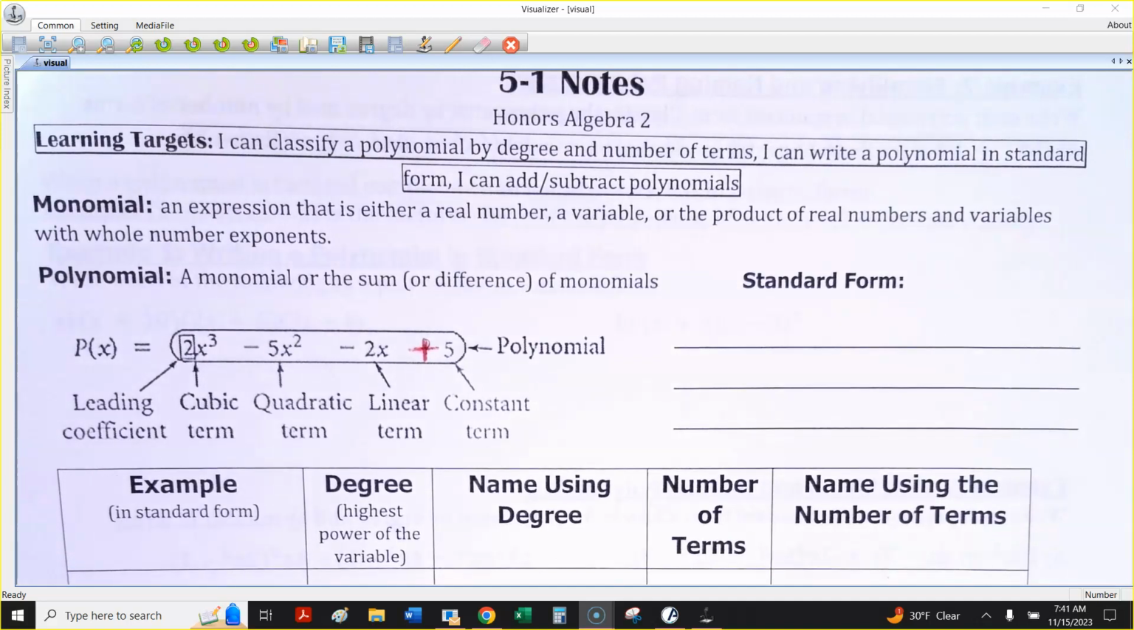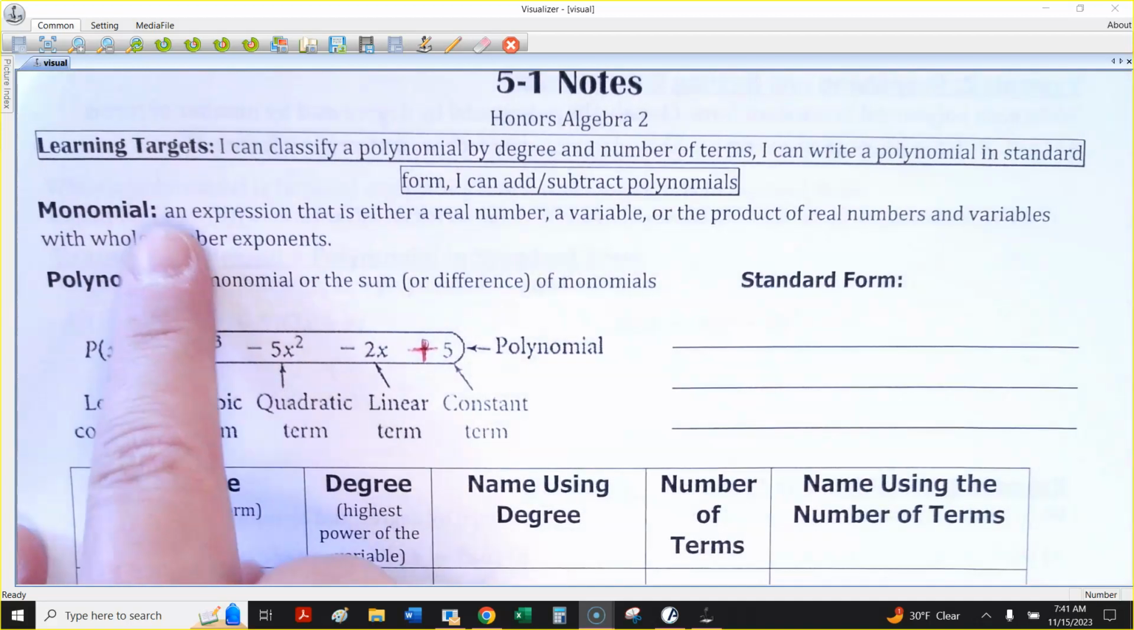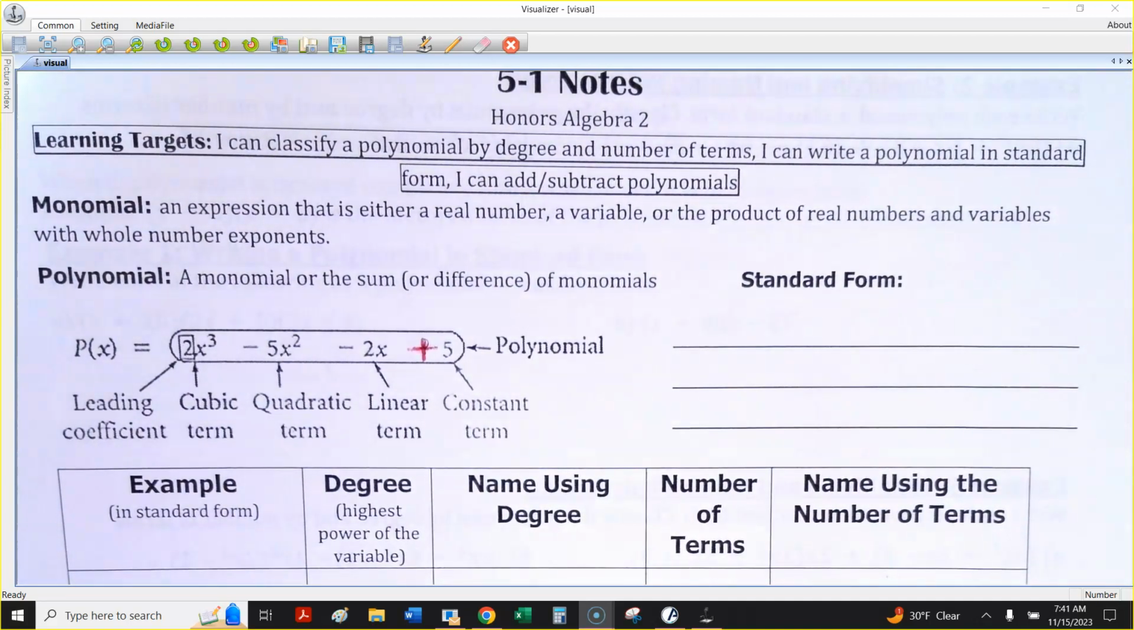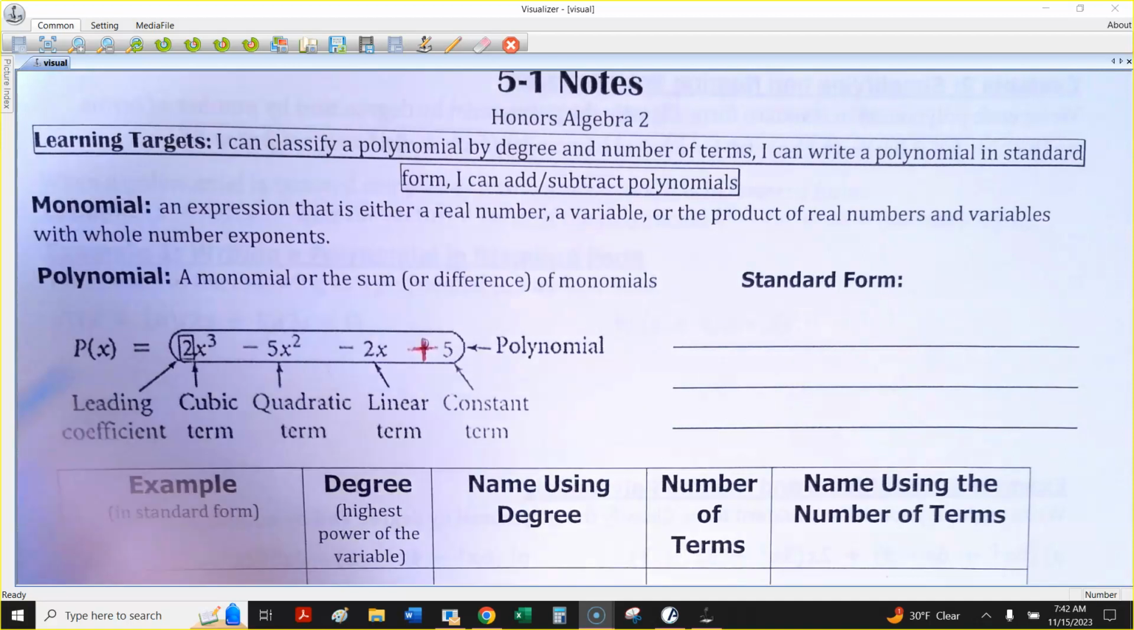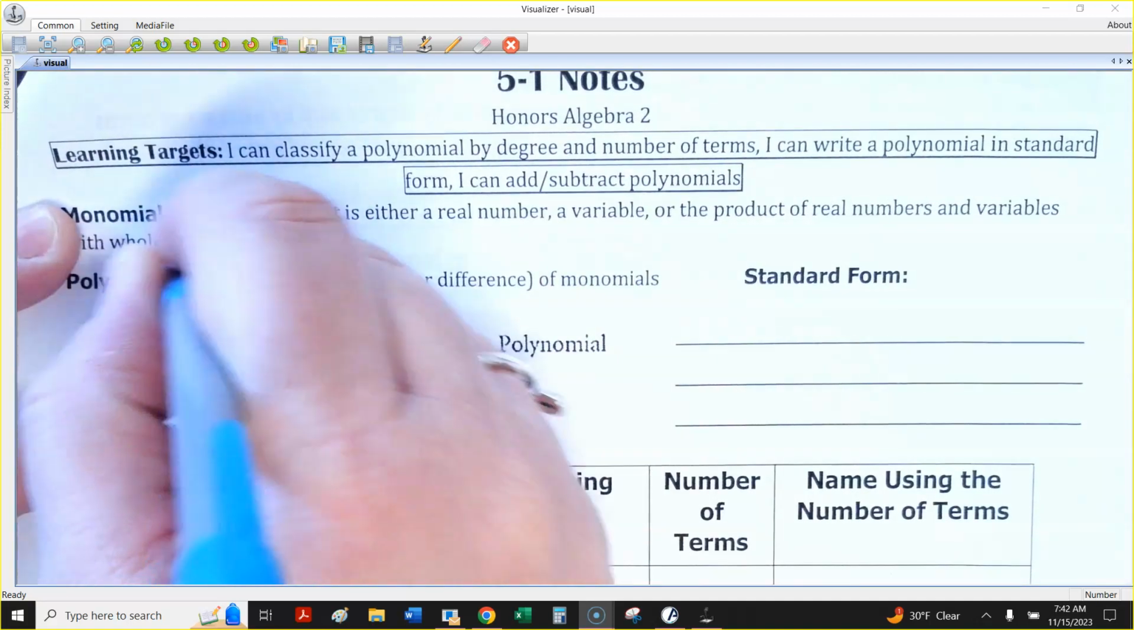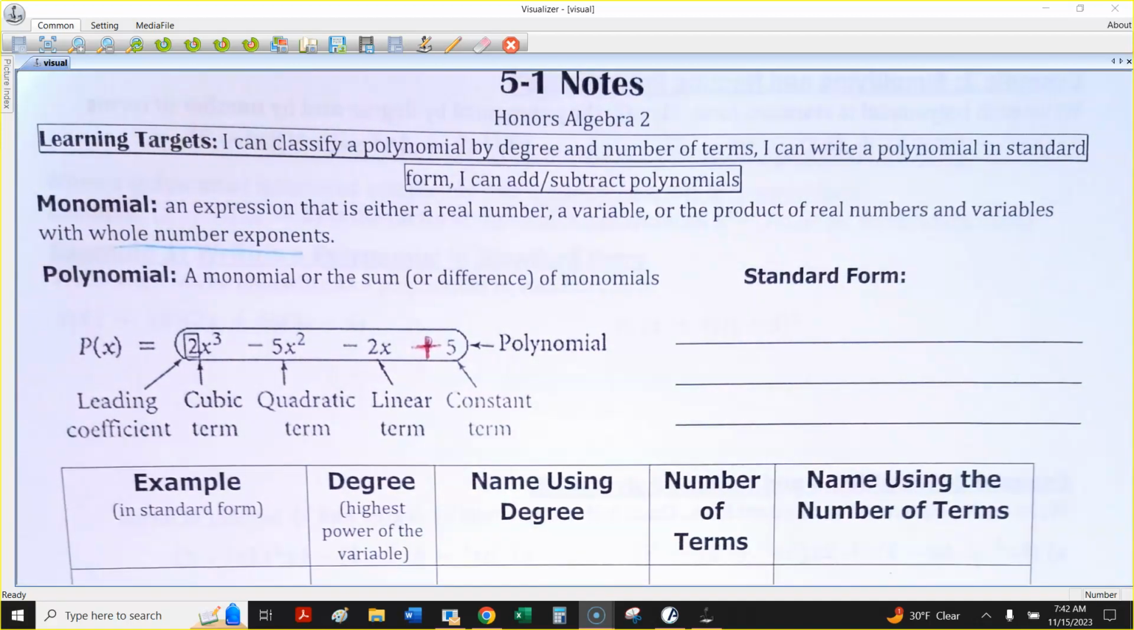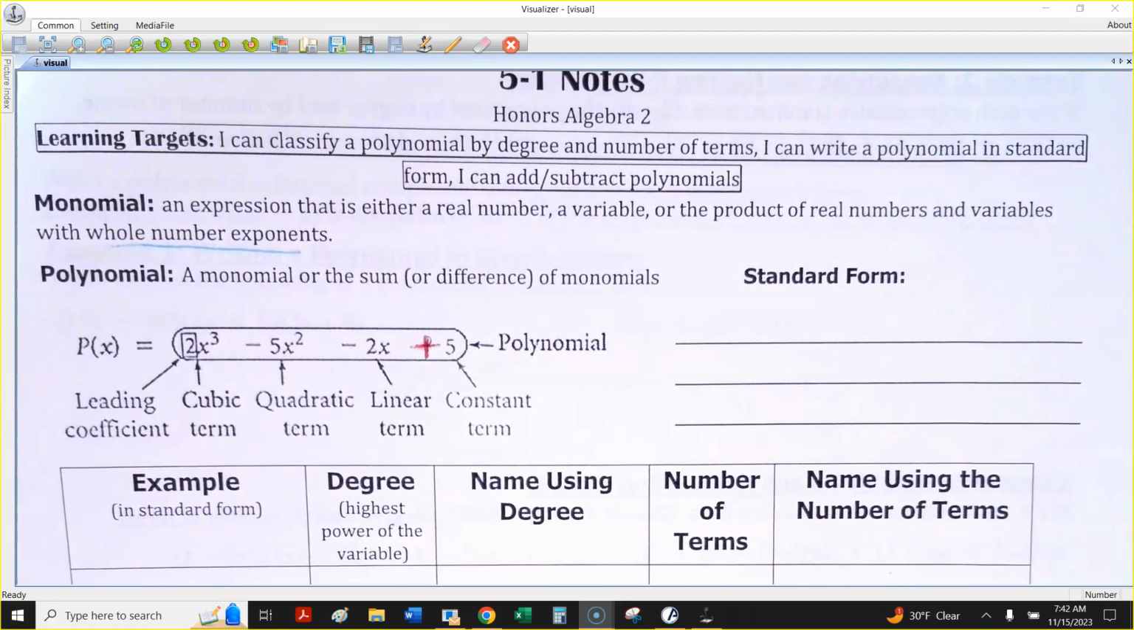So just in general, a monomial is what we would call maybe just a single term. It can be a plain number, it could be a variable, or it could be the product, so multiplication, of variables and numbers, and it can have, specifically it says here, whole number exponents. We don't have an exponent that would be 1/2 or something like that. We'll do that second semester. Those are called rational functions. So a whole number exponent.